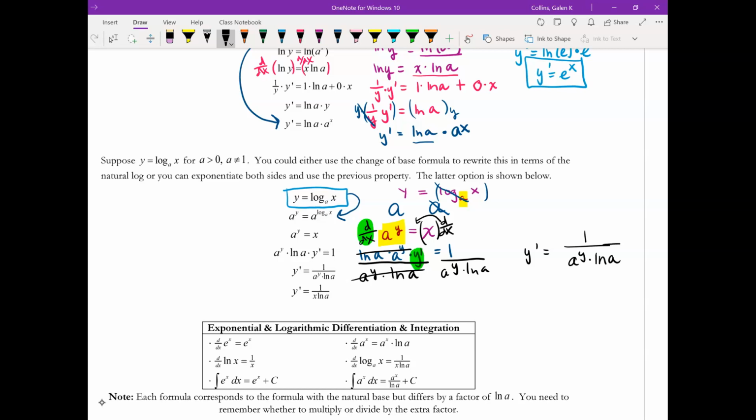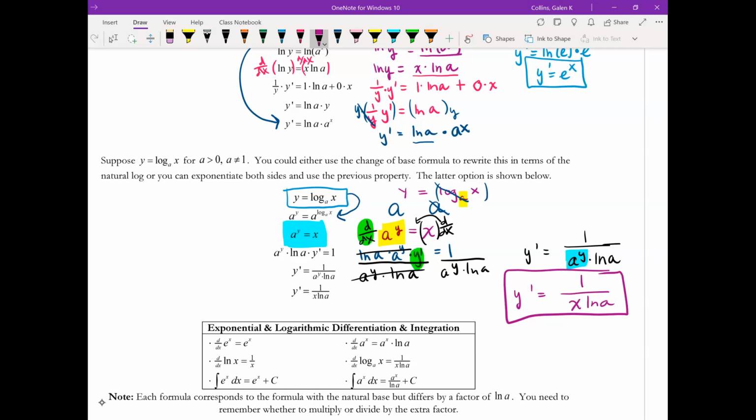But our goal is to write y prime in terms of x. So instead of a to the y, if we go back up to the equation that we got when we exponentiated both sides, we got a to the y equals x. So we could substitute x for a to the y there. So we get y prime equals 1 over x times the natural log of a. And that is the general form for the derivative of any logarithmic function of any base, not just base e.